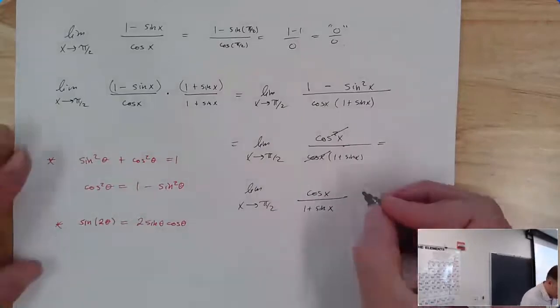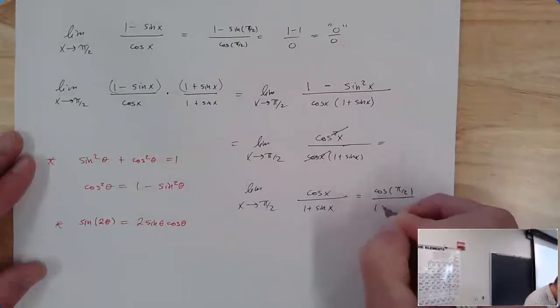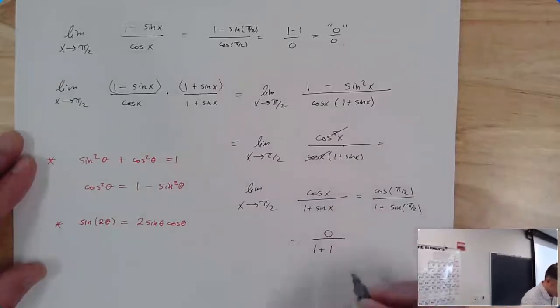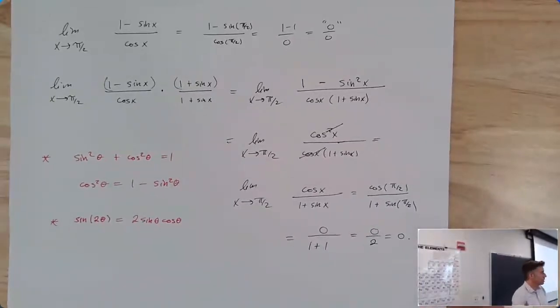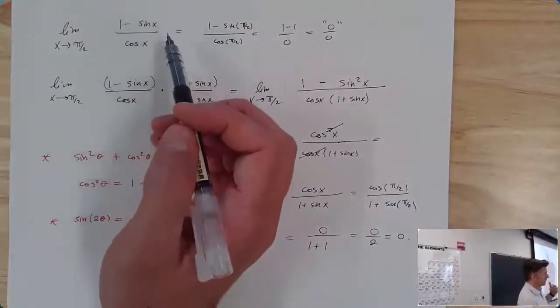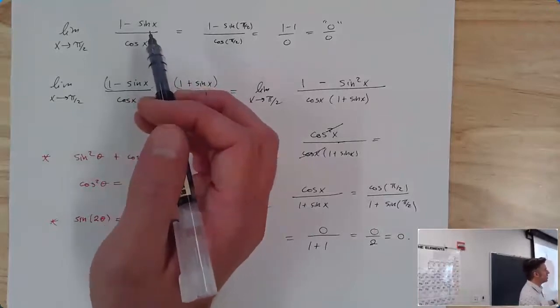So plugging in pi over 2, I get cosine of pi over 2 over 1 plus sine of pi over 2. Cosine of pi over 2 is 0. Sine of pi over 2 is 1. So 0 divided by 2, which is 0. So with trigonometry, I would keep in mind that often if you see 1 minus sine, 1 plus sine, 1 minus cosine, 1 plus cosine, multiplying by its conjugate is usually the right thing to do.